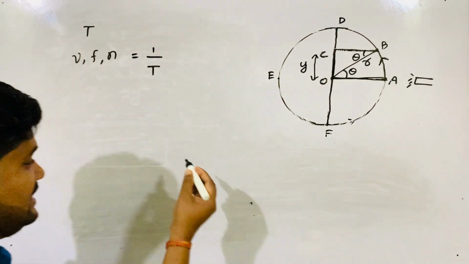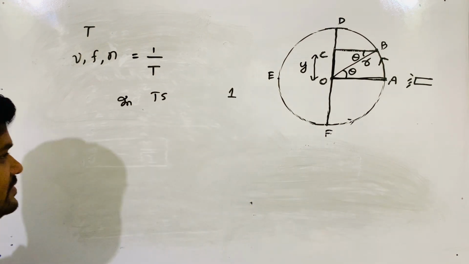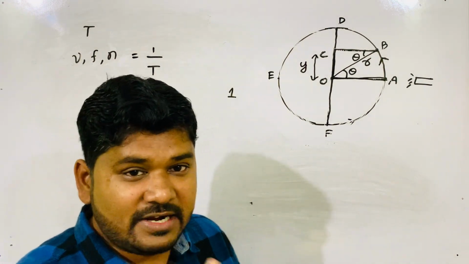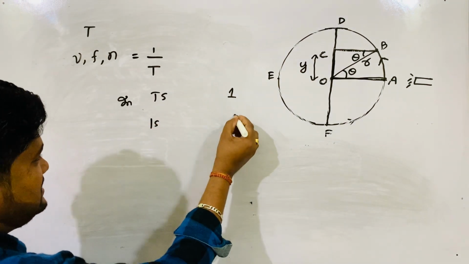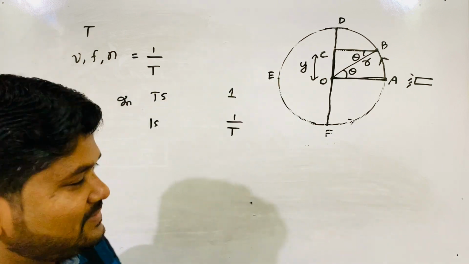But why is it 1 by T? Because in T seconds, how many oscillations? One oscillation. T seconds, one oscillation. So in 1 second, how many oscillations? 1 by T oscillations.